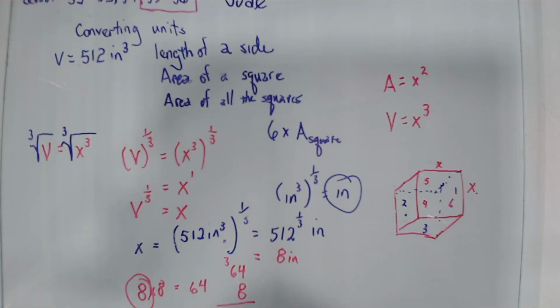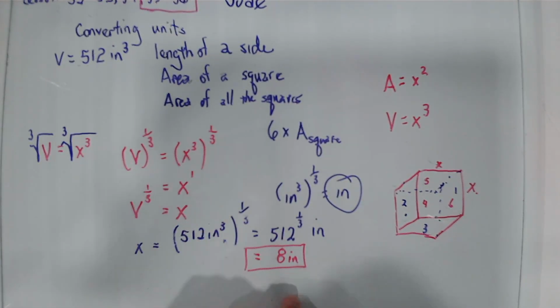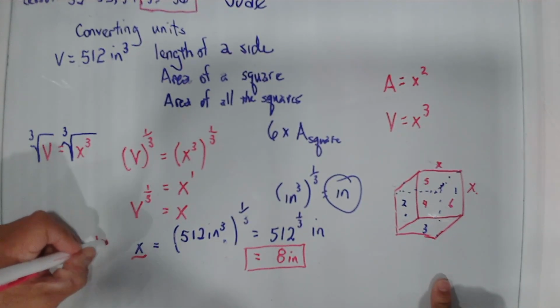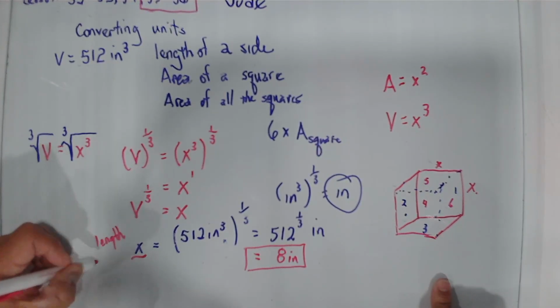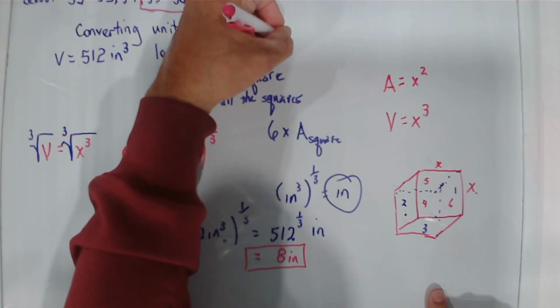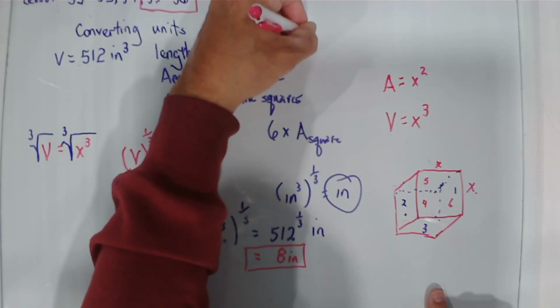So again, all we're doing when we do these things is looking at the units to help solve the problem. The units are in inches. This is length, and that should be in inches. And so we see that this is going to be okay. So we know the length of a side is equal to 8 inches.